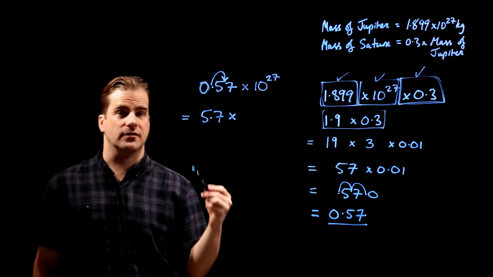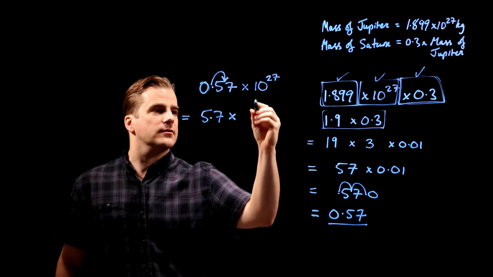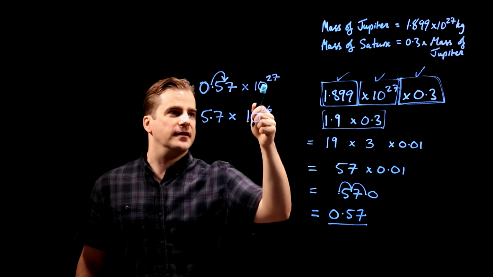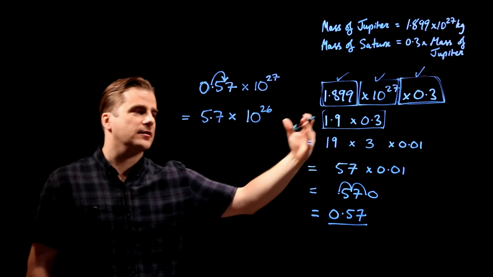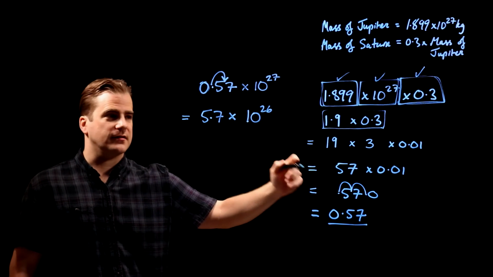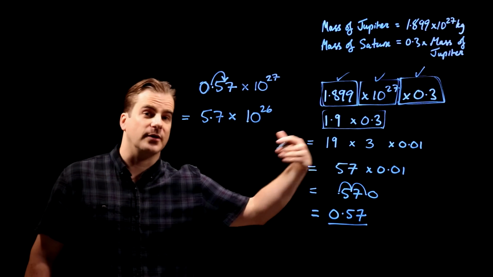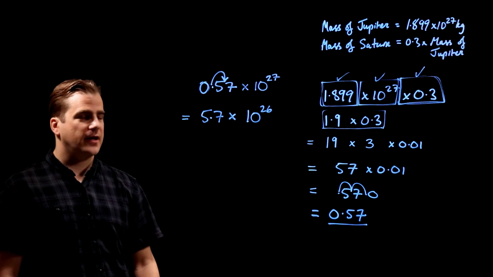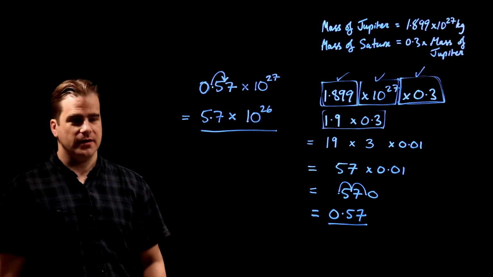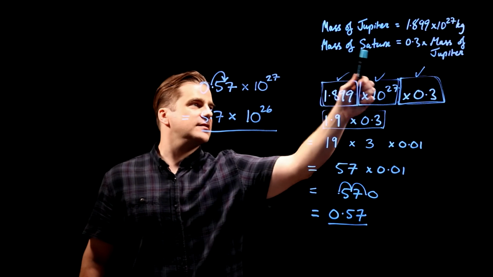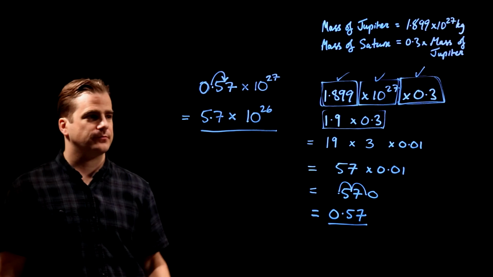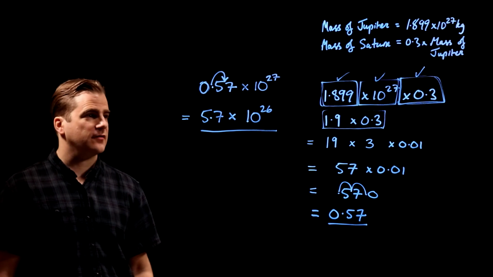So how do you divide 10 to the 27 by 10? Well, it's just 10 to the 26. Because 10 to the 27 is 10 times 10 times 10 times 10 times 10, 27 times. So to divide that by 10, just remove one of those 10s. So it becomes 10 times 10 times 10 times 10, 26 times. Okay. And there's our final answer. An estimate for the mass of Saturn, which is that, is that. It's 5.7 times 10 to 26.